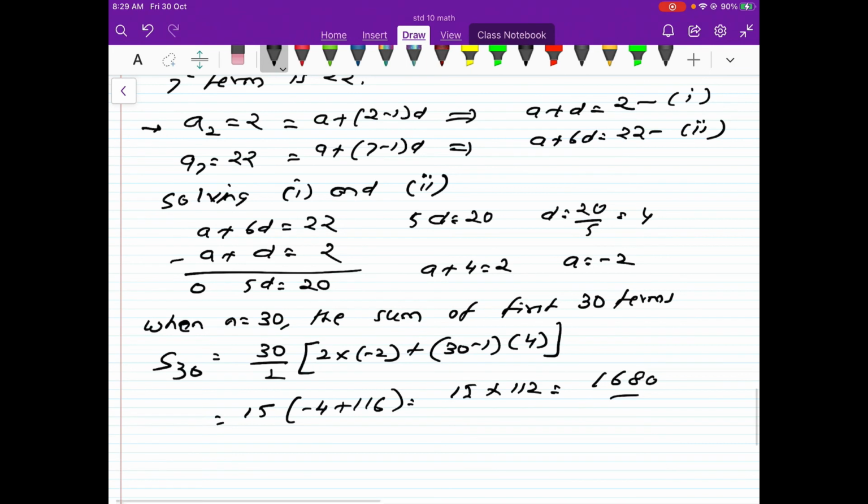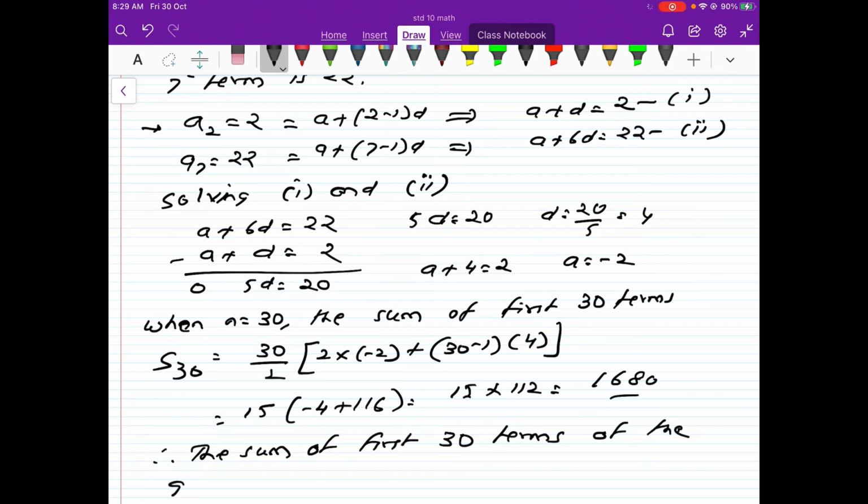So we will write a statement. Therefore, the sum of the first 30 terms of the given AP is 1680. Thank you.